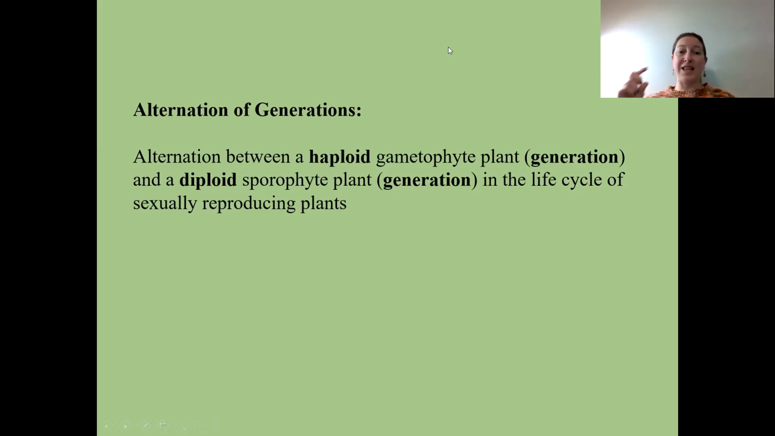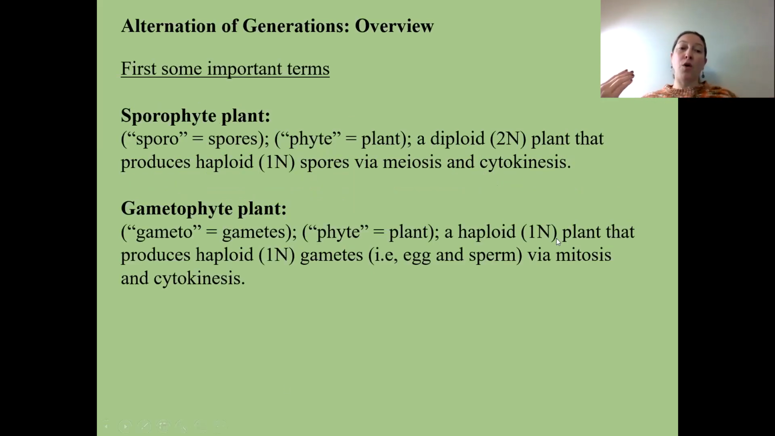Alternation of generations is the alternation between a haploid gametophyte plant or generation and a diploid sporophyte plant or generation in the life cycle of sexually reproducing plants. That's what alternation of generations is. Haploid, diploid plants. Sporophyte and gametophyte plant.